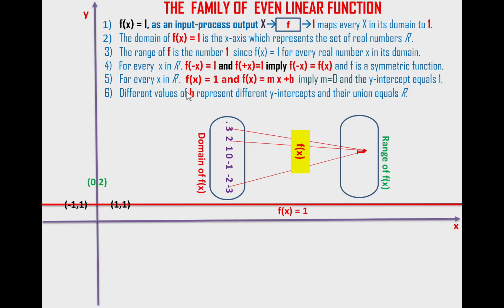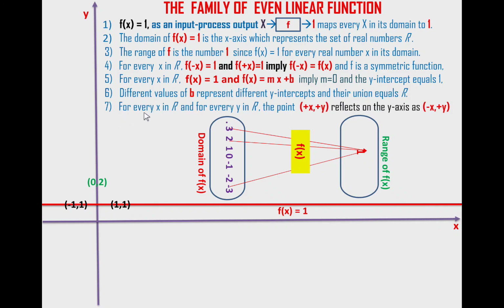Different values of b represent different y-intercepts and their union equals the set of real numbers, because if b can cover the y-axis, then the union of all the b's is equal to the y-axis, and the y-axis equals the set of real numbers. Let's go to the next point.